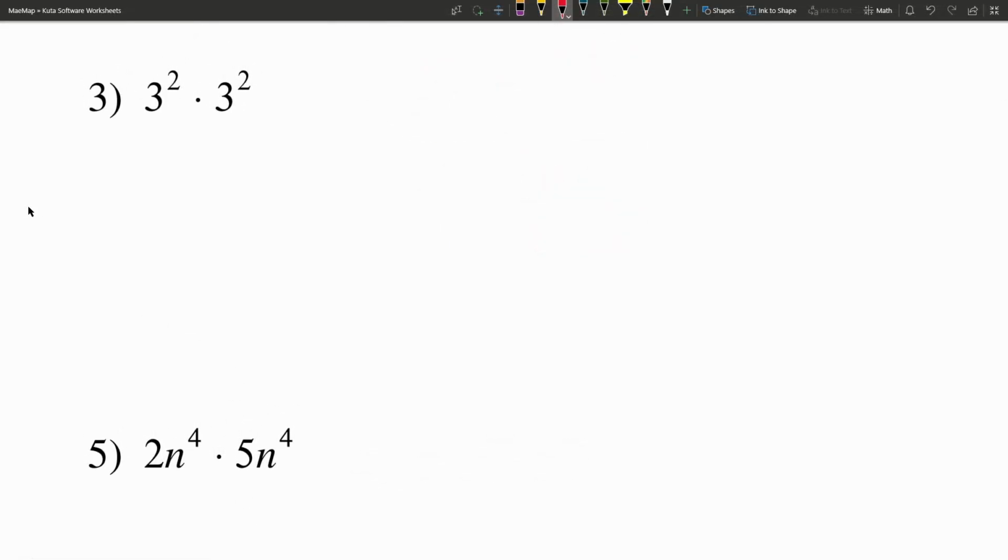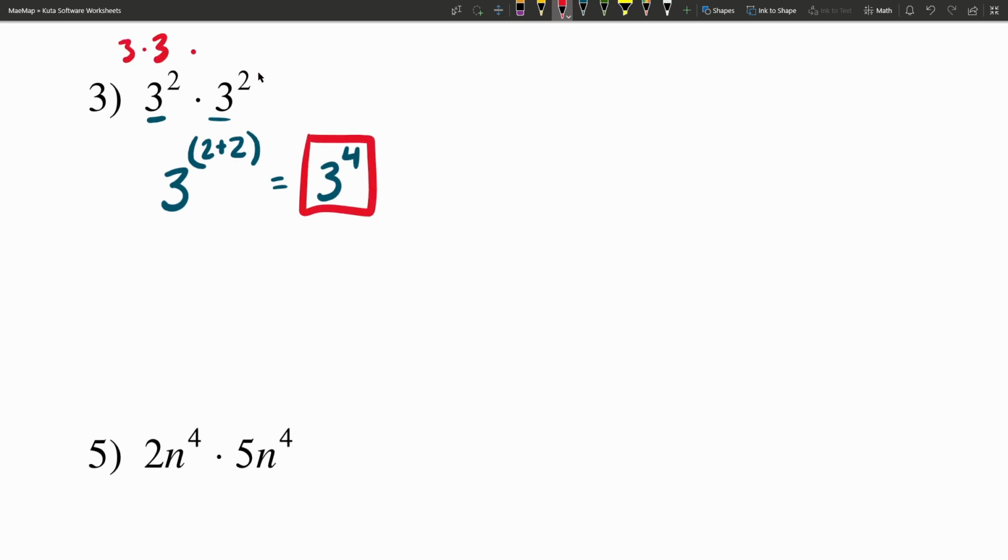Number 3 is very similar to number 1, except our base is now 3 as opposed to 4. But we do indeed have the same base in each of our terms that are multiplied together. So I'm going to write this as 3 to the, adding those exponents, 2 plus 2. 3 to the 2 plus 2 is 3 to the 4th.